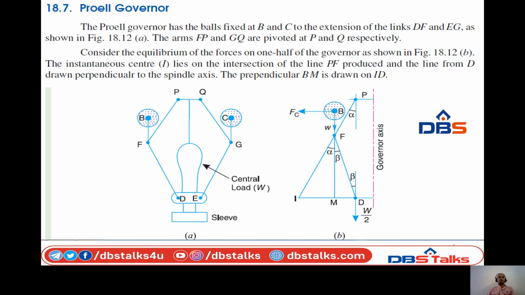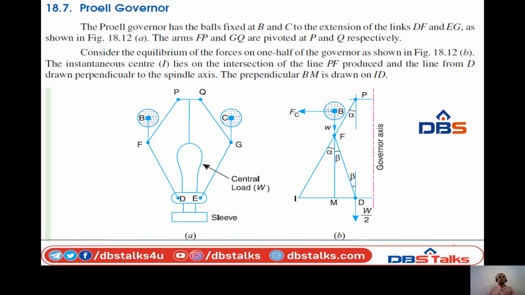So if you see in the Porter governor, these C and D positions are not there. Actually, the Porter governor and the Proell governor are slightly different. In the Proell governor only, the balls will be positioned on a vertical rod or vertical link. So if you see in the diagram, these are all opposite to the ground, so that is vertical, or all above the axis.